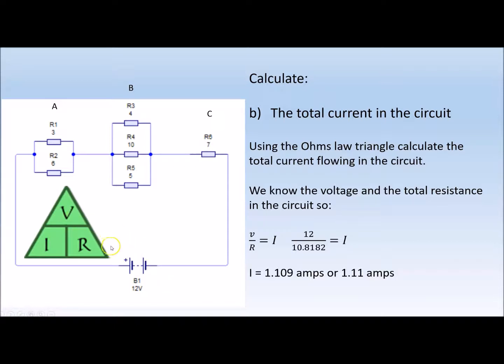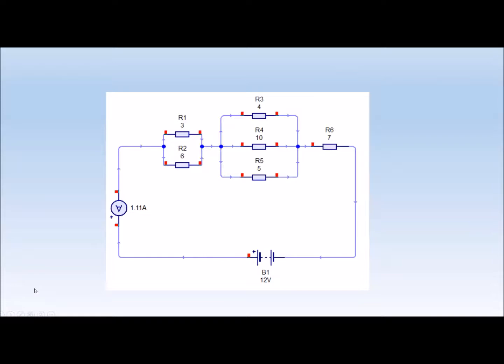So 12 volts divided by 10.8182, and that gives us a current reading of 1.109 or 1.11 amps. So just to show that our calculations have been correct, I've simulated the circuit on Circuit Wizard, and as you can see here, by inserting an ammeter into the circuit on this main line here, I can see that the current of this circuit is 1.11 amps.